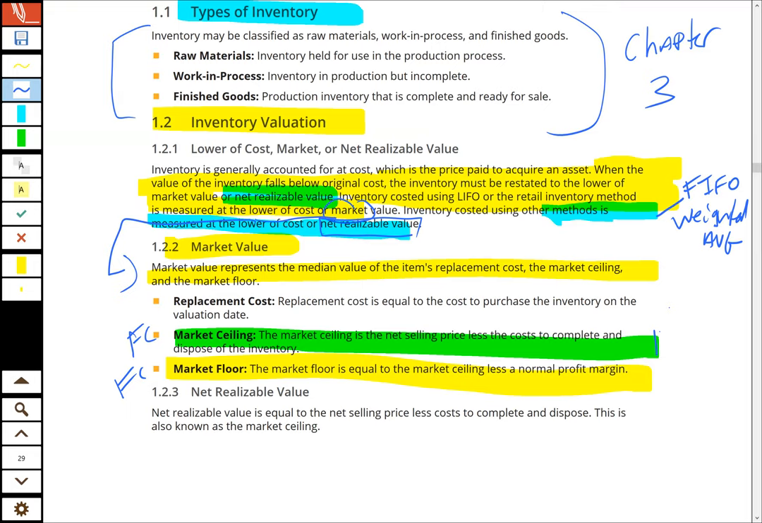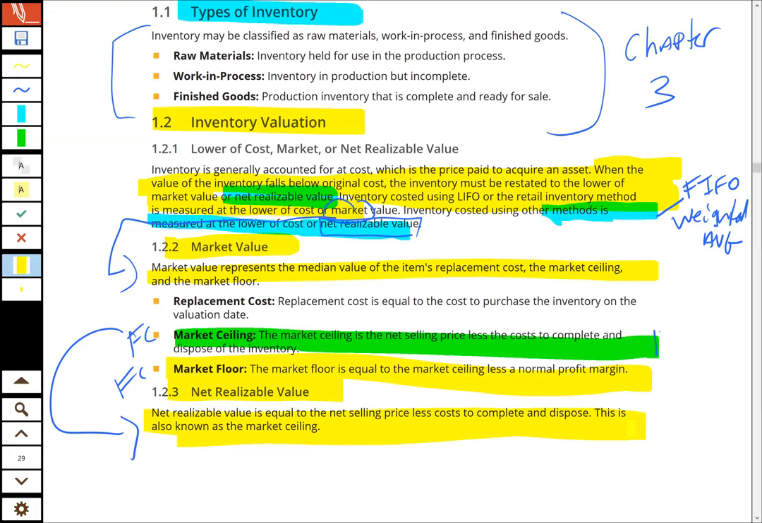That is also equivalent to your net realizable value. Notice they tell us here that net realizable value is identical to how you calculate the market ceiling. Okay, now when you want to do the floor, you take that market ceiling and now you subtract a normal profit off of that, that becomes the floor. Then you take the replacement cost. If the replacement cost is over the ceiling, use the ceiling. If it's below the floor, use the floor. If it's not over the ceiling and not below the floor, you can use the net realizable value as your market.